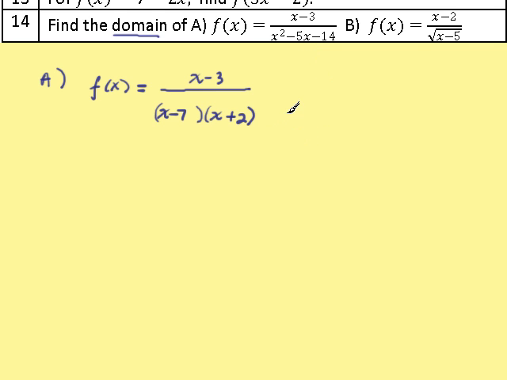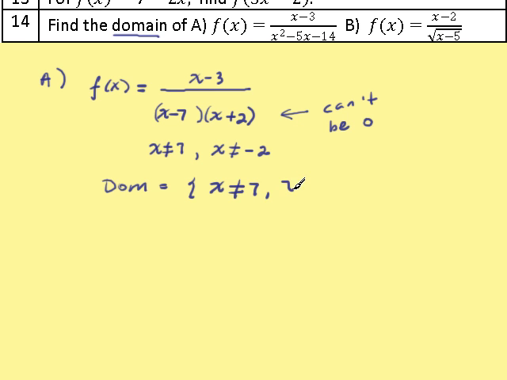All right, so we want to make sure that this is not equal to 0. The denominator can't be 0. It's 0 when x equals 7 and when x equals minus 2. So we see from the first factor, we're going to require that x not be 7, and from the second, we're going to require that x not be equal to minus 2. So the domain we can write as x not equal to 7 and x not equal to minus 2.